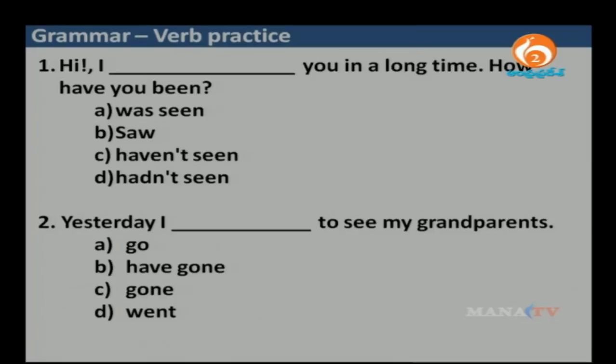Hi, I dash you in a long time. How have you been? The correct answer is hi, I haven't seen you in a long time. How have you been? So option C is the correct answer.